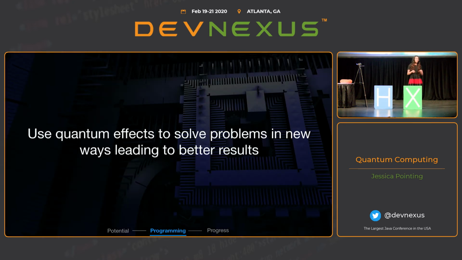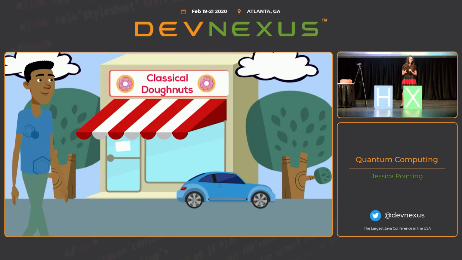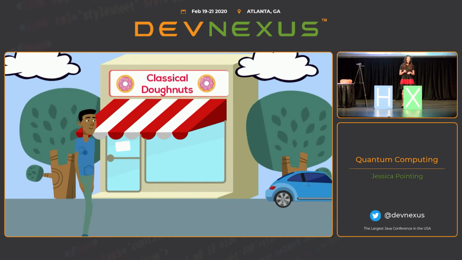So you might be thinking, okay, that's great, but why is quantum computing more powerful than classical computing? Well, the whole point is that we want to use quantum effects such as superposition to solve problems in new ways, hopefully leading to better results. And to illustrate this, I have a little analogy. So let's say you go to a classical donut shop.